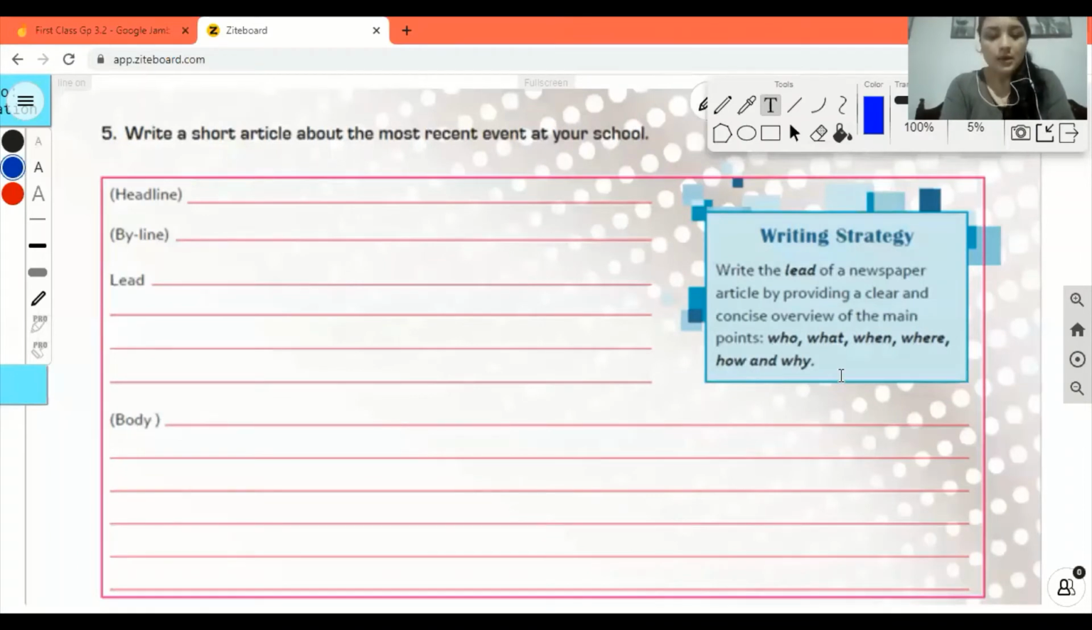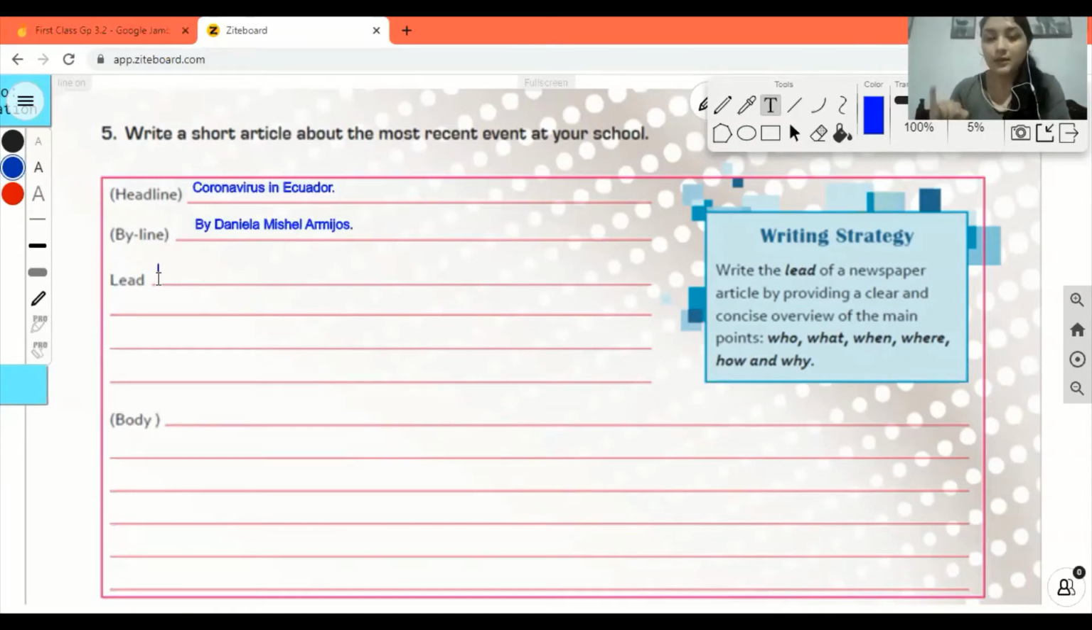Okay. The title, the headline in this case I chose, was Coronavirus in Ecuador. The byline is obviously me, by Daniela. You have to put your own names. Remember that the byline is the writer that wrote the article. Okay, let's start with the lead.